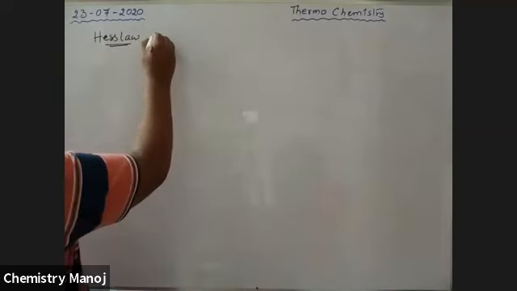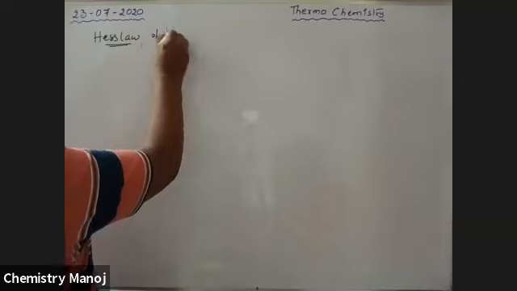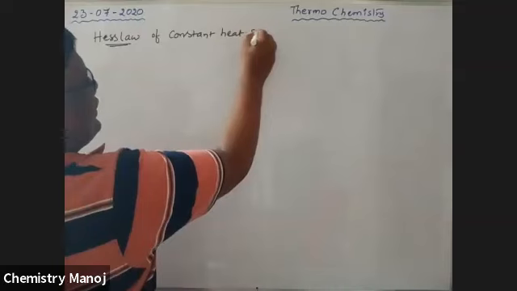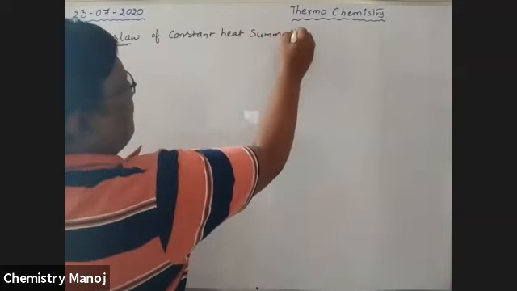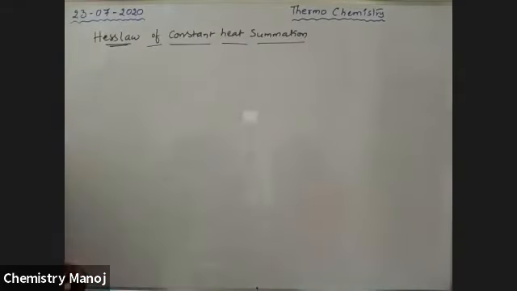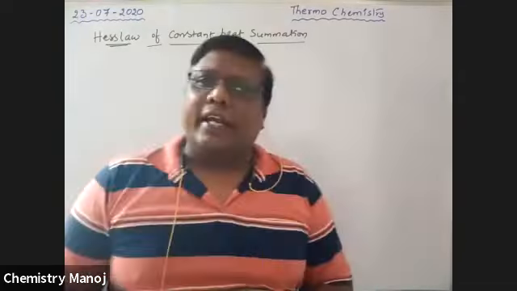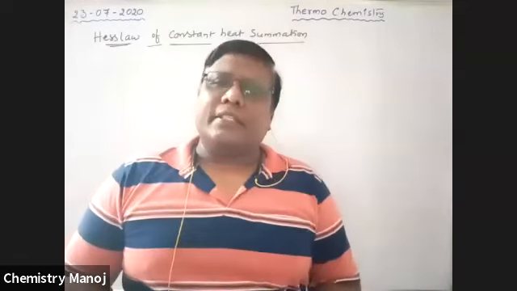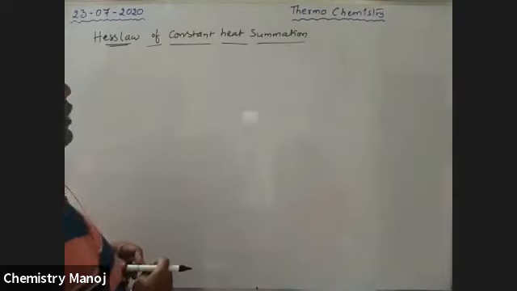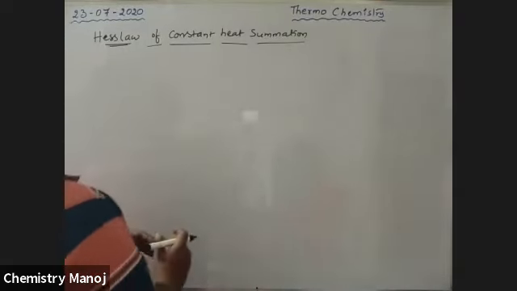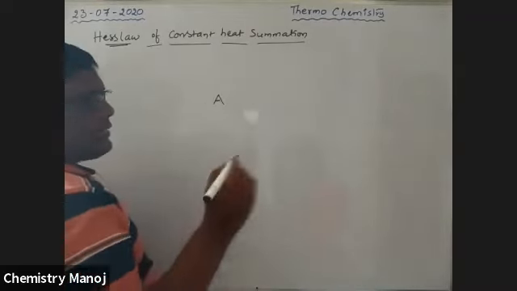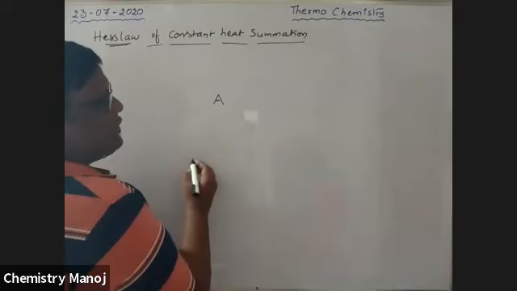Hess law of constant heat summation, simply called Hess law. What is this Hess law? See here. Let us consider I want to convert a reactant into a product. Let us take A as the reactant. Listen carefully, boys. A is the reactant.